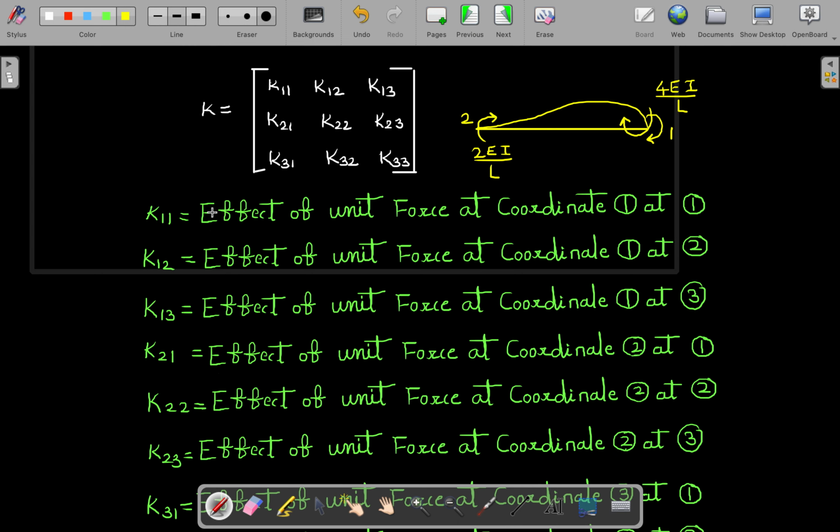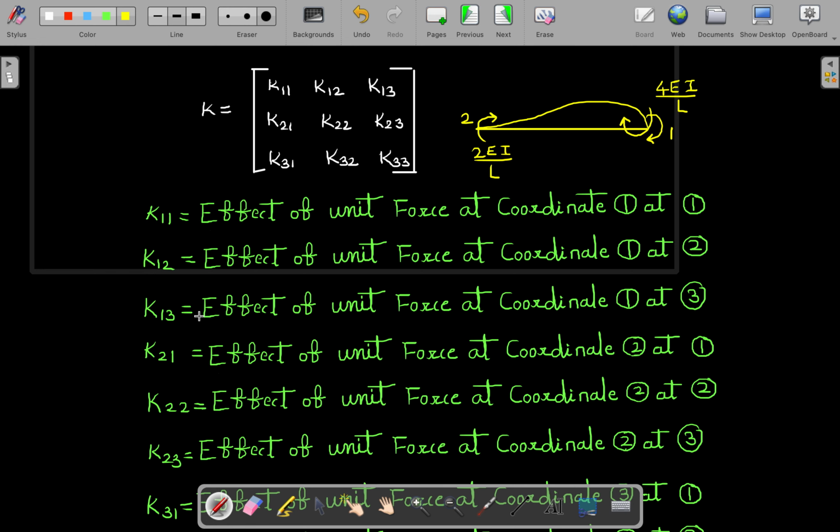So K11 will be the effect of unit rotation or unit force at coordinate 1. Force acting at 1, and at the same place, what is the effect of 1 at 1? Effect of this unit force at 1, due to 1. Because of 1, what is happening at the one place only? That is what we are going to write at K11. Now K12: when you apply unit rotation at 1, what is the effect at 2? That we will be seeing. So K11 will be 4EI by L, K12 will be 2EI by L. This way we have to see.